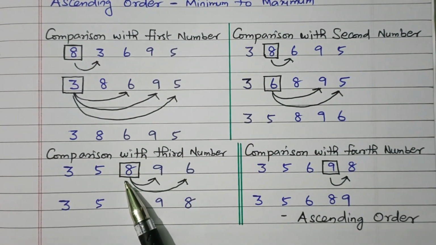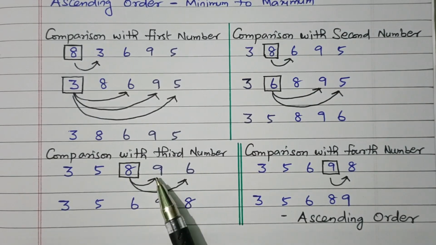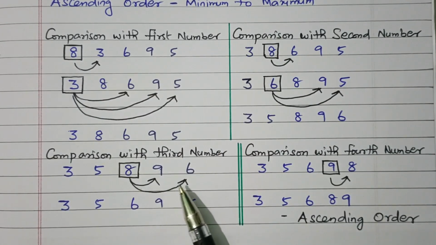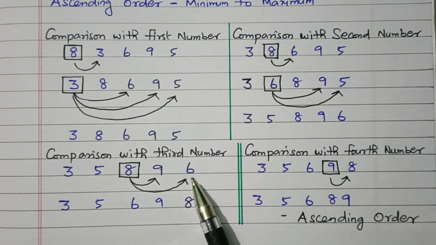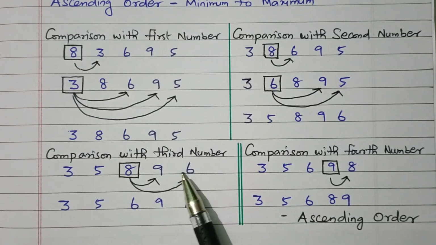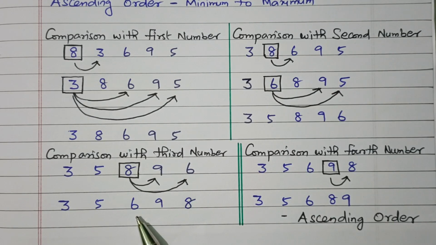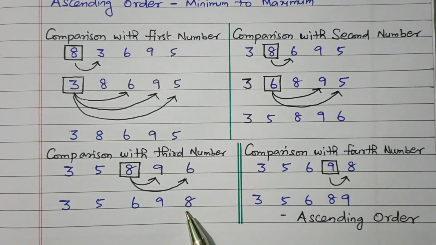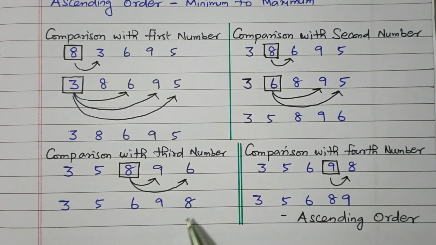This third position, now we have 8. This is compared with the fourth position number, which is 9. This number is greater, so no need to exchange. Now the third number is compared with the fifth number, which is 6. The fifth number 6 is lesser than 8, so we need to interchange. At the third position 6 is placed, at the fifth position 8 is placed. Right? Now the comparison is over.